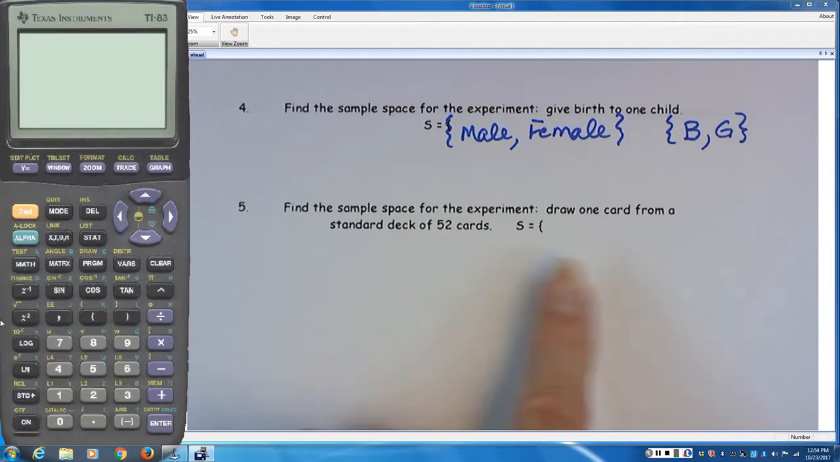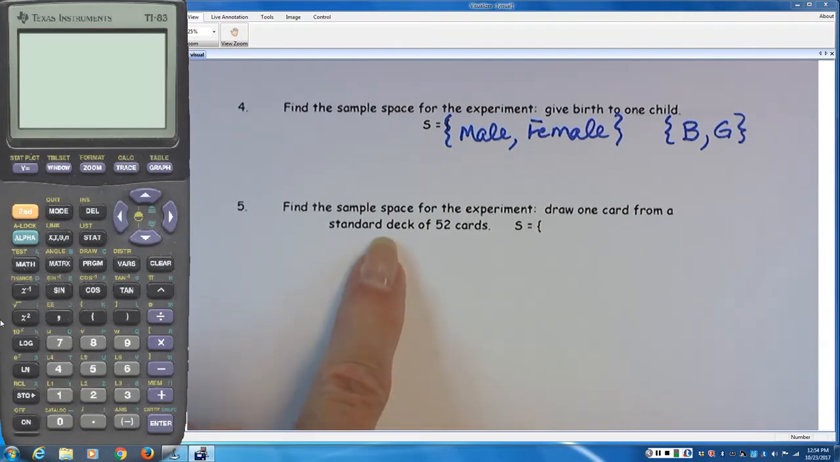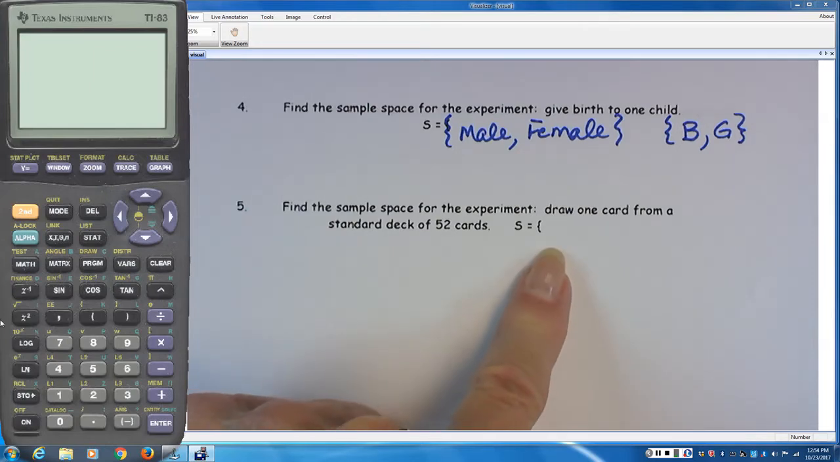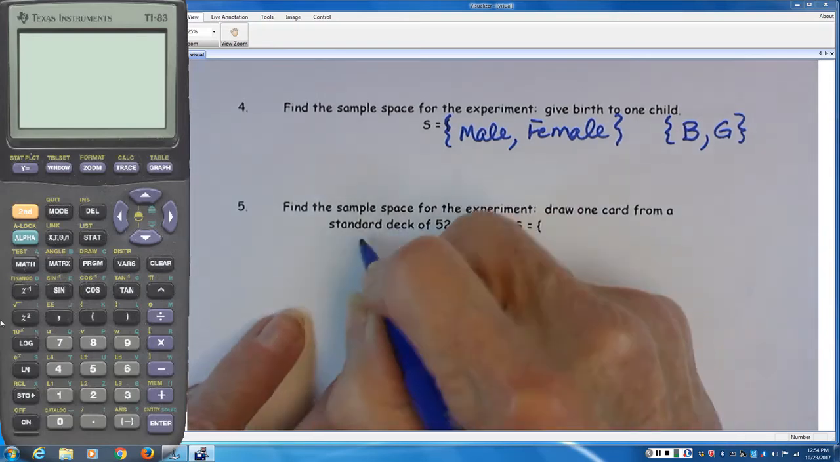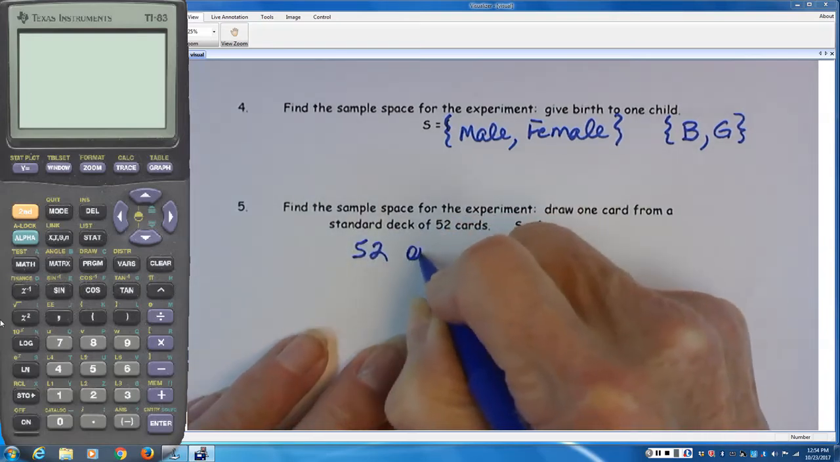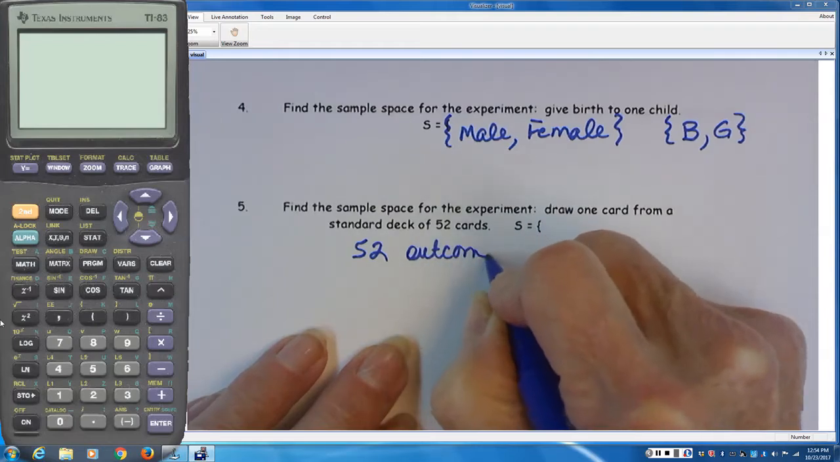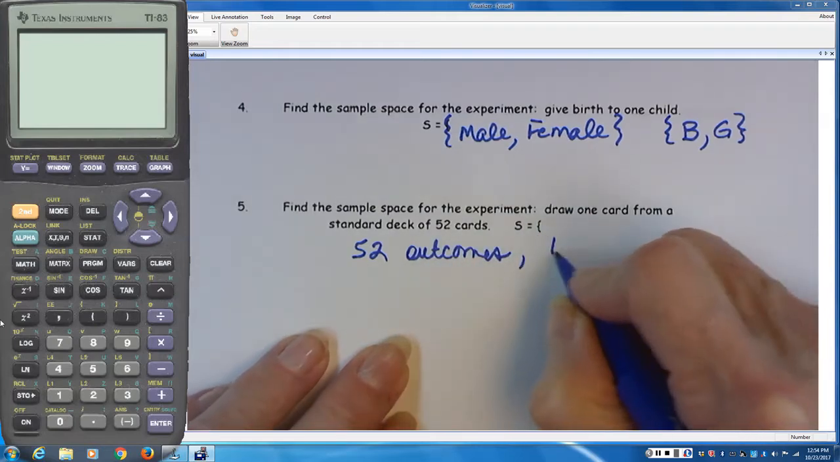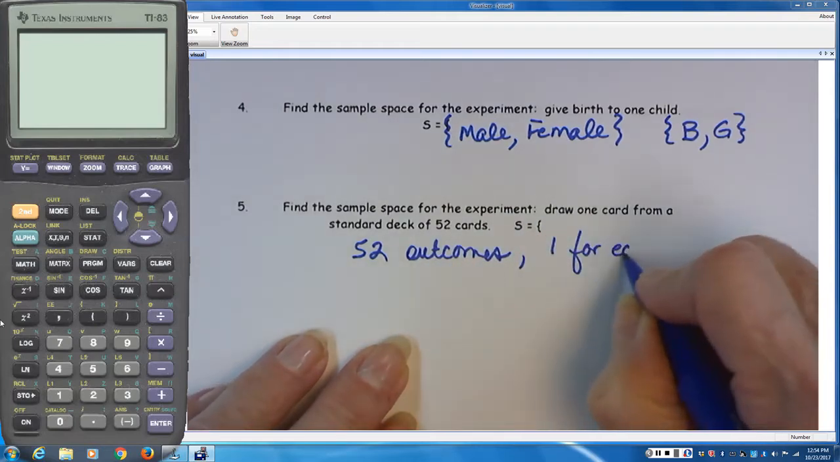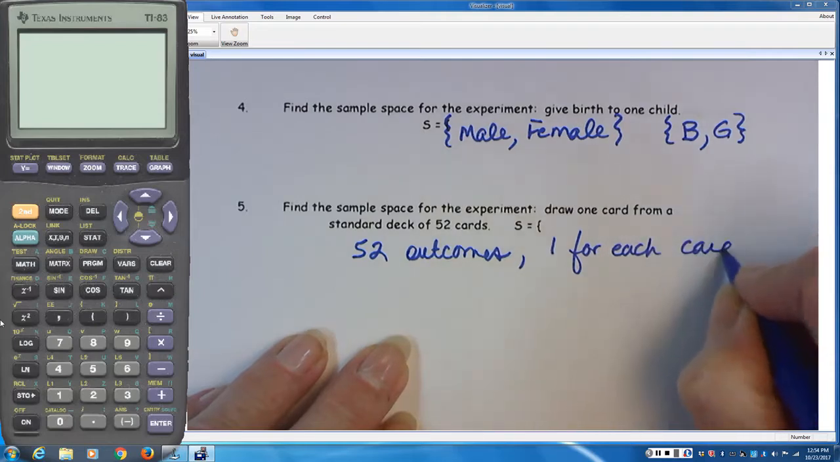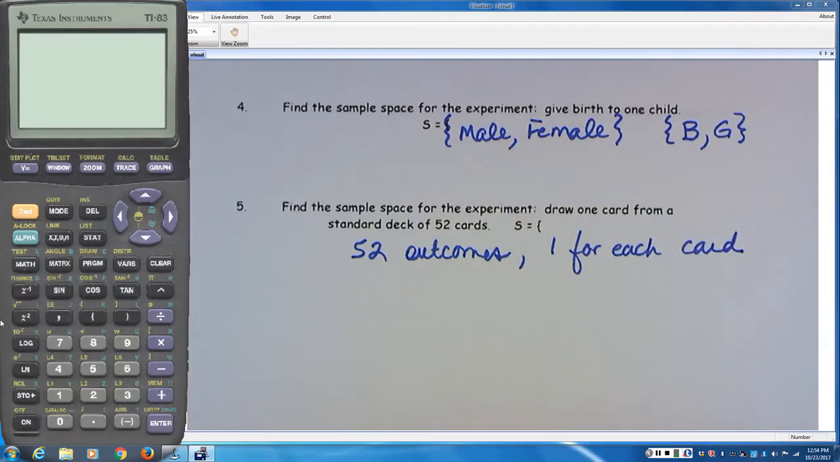Sample space for drawing one card from a standard deck of 52 cards. Do we even want to list this? No, because how many outcomes are there? There's 52 outcomes, one for each card. And all those cards are different, so they would be 52 different outcomes.